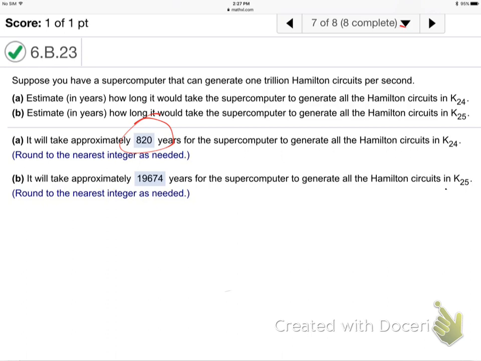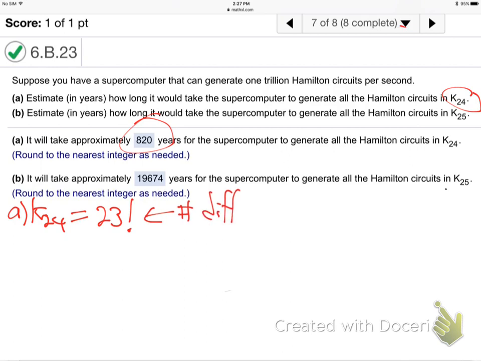So here we go. They're asking K24, so part A, K24. Well, you know it's 23 factorial, right? Remember, you go one below that, 23 factorial. That'll be the total number of circuits. I don't care what that number is. I'm not even going to write it down. But that's the total number of different loops, different trips that are possible, right? That's all the different trips that the computer has to look at and figure out which one's best, which one's cheapest. So that's some gigantic number. I'm not even going to write it down.